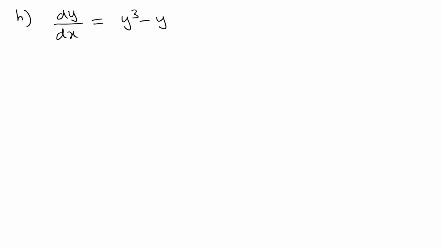So as the next one, we have dy over dx equals y cubed minus y. And you can see this is type 2. We also notice that if you factor out y, you can write this as y squared minus 1. And if you look at the complete factorization, this is y minus 1 and y plus 1. So that means this is going to give you 3 constant solutions.